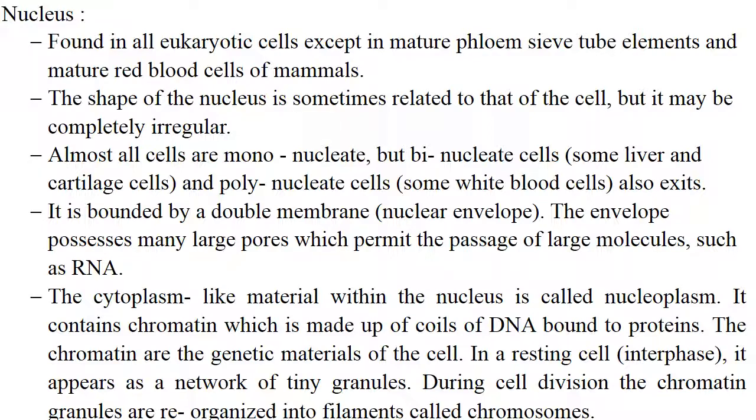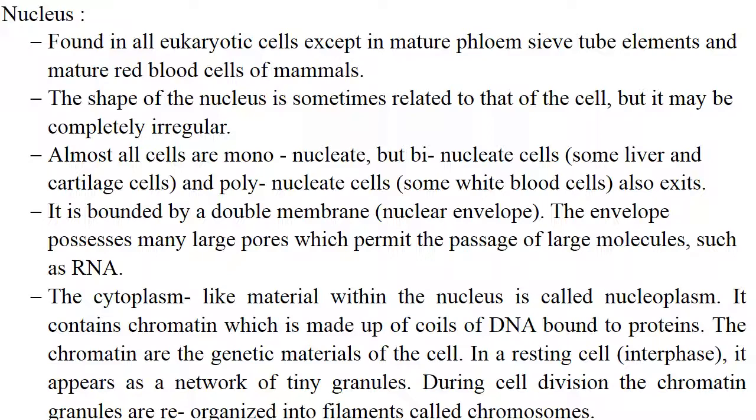of mammals. The shape of the nucleus is sometimes related to that of the cell, but it may be completely irregular. Almost all cells are mononucleate, but binucleate cells, like some liver and cartilage cells, and polynucleate cells, like white blood cells, also exist. It is bound by a double membrane, that is the nuclear envelope. The envelope possesses many large pores which permit the passage of large molecules like RNA.